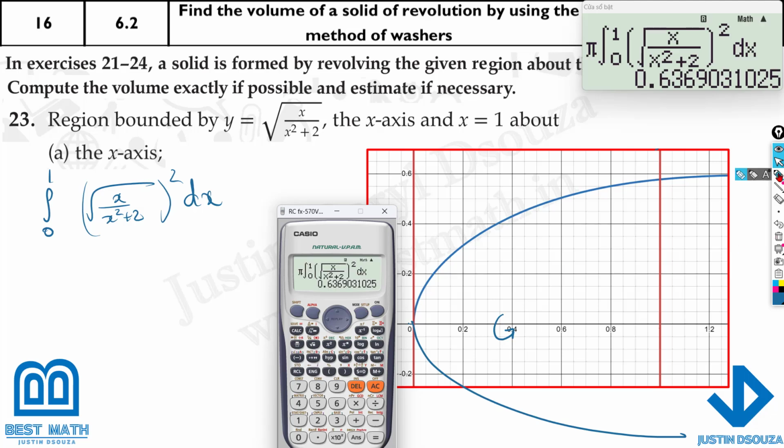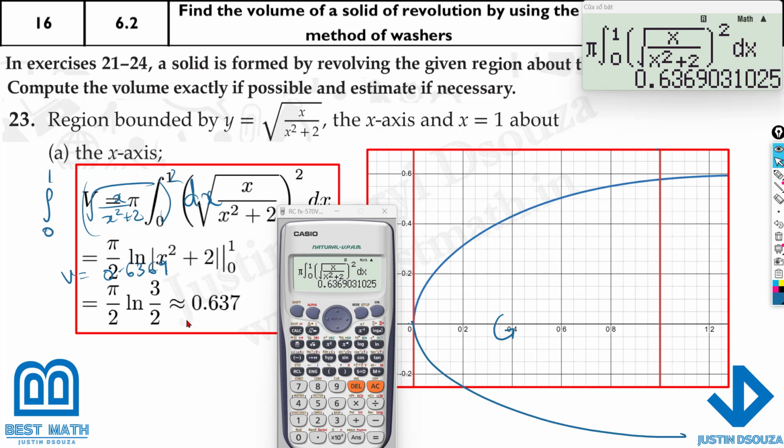The answer is so much, but I'll write it as pi times. Okay. So that's the final answer. It should be V is equal to 0.6369. Another easy problem. 0.637. That's the exact value.